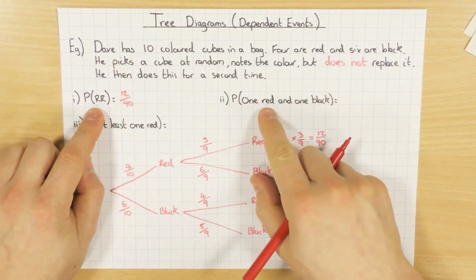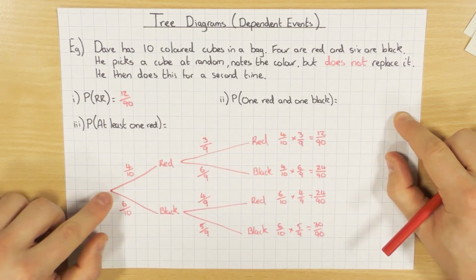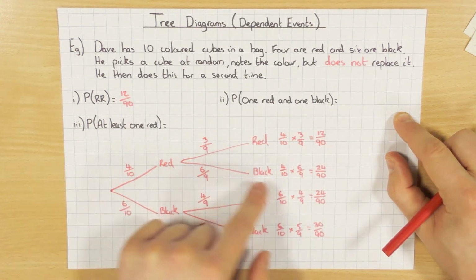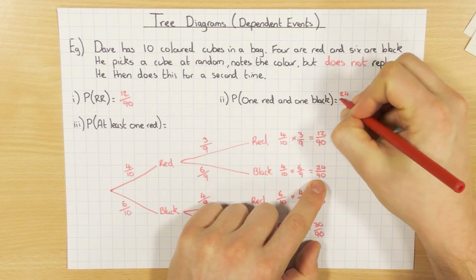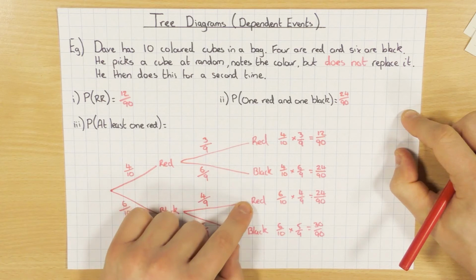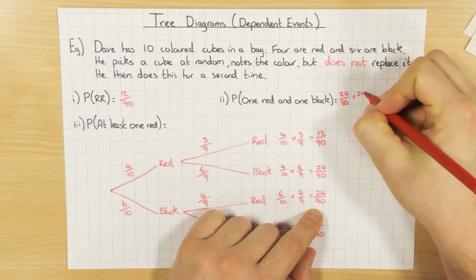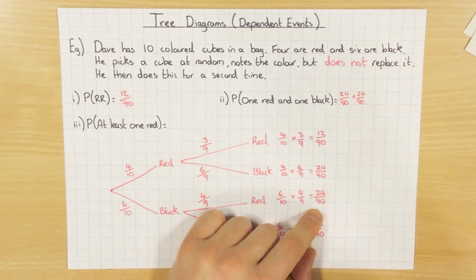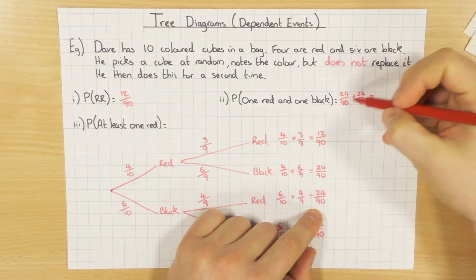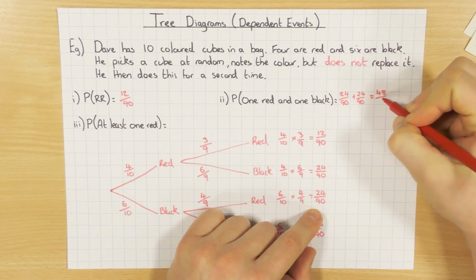What about the next one then? One red and one black. Okay, let's have a look. I can't do that one because that's red, red, but I can do this one, red, black. So I've got one red and one black. Red, black would be 24 over 90. But I could also go black, red, because again, one of them's red, one of them's black. So I could go that route as well, which again would be 24 over 90. Because these two both satisfy what I want, I just add the probabilities together. So 24 over 90 plus 24 over 90, because the denominators are the same, I'm going to have 48 over 90.